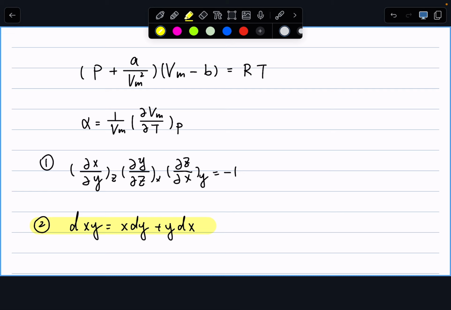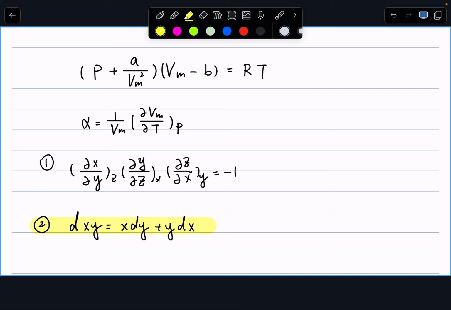So you can move the terms yourself, and the expression we're going to get, the partial derivative of Vm over T at constant p, equals this complicated equation: R Vm cubed, wait, this one should be squared, Vm, wait, sorry, yes, minus b, over RT Vm cubed minus 2a times (Vm minus b) squared. So you can check it yourself. The calculus part is not hard. The hard part is moving terms around and making sure you don't make any mistakes.